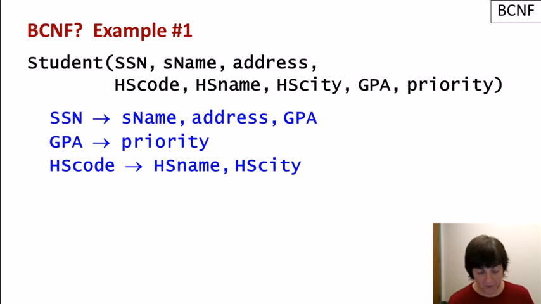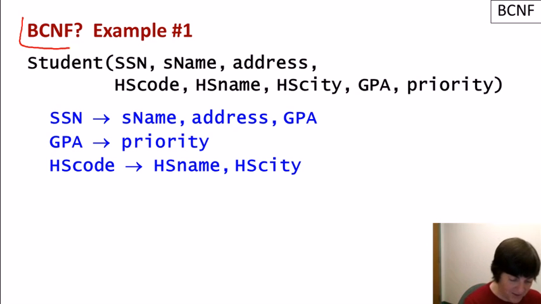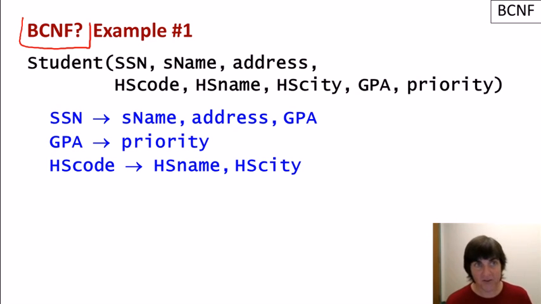So far things have been pretty abstract. Let's try to get a bit more concrete here. Let's look at two examples and determine if those examples are in BCNF. So remember, to determine if something is in BCNF, we need the relational schema and a set of functional dependencies.